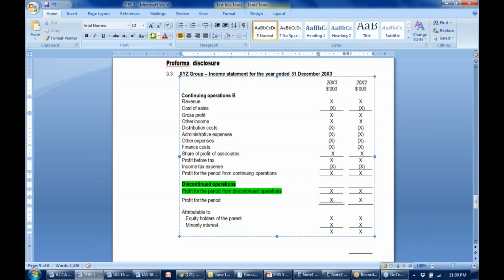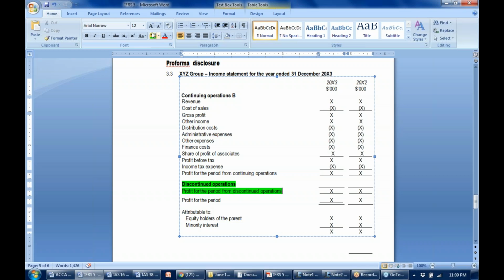This separate line item should be presented, and the details of this profit or loss from the discontinued operation will be mentioned as a separate note item. So this one is the game. This one is the matter.